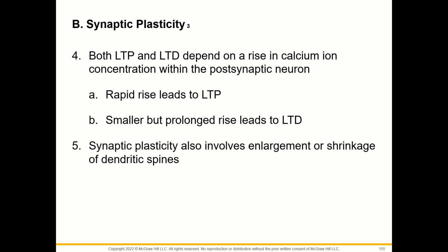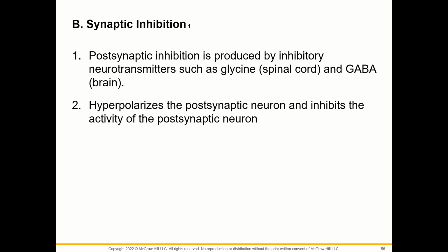So both long-term potentiation and long-term depression depend on a rise in calcium ion concentration within the postsynaptic neuron. A rapid rise of calcium ions leads to long-term potentiation, and a smaller but prolonged rise leads to long-term depression. So synaptic plasticity also involves the enlargement or shrinkage of dendritic spines.